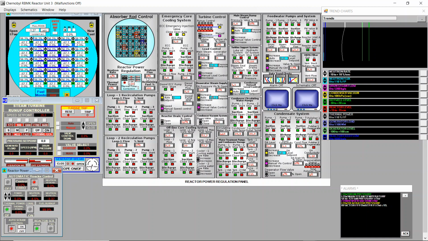And neutron flux at 0%. Okay, so I need to pull rods manually because while I was with the turbine, the neutron flux dropped too much. So now the reactor is almost stalled. I need to pull rods again. I will hold. We're at a neutron rate of 13%.